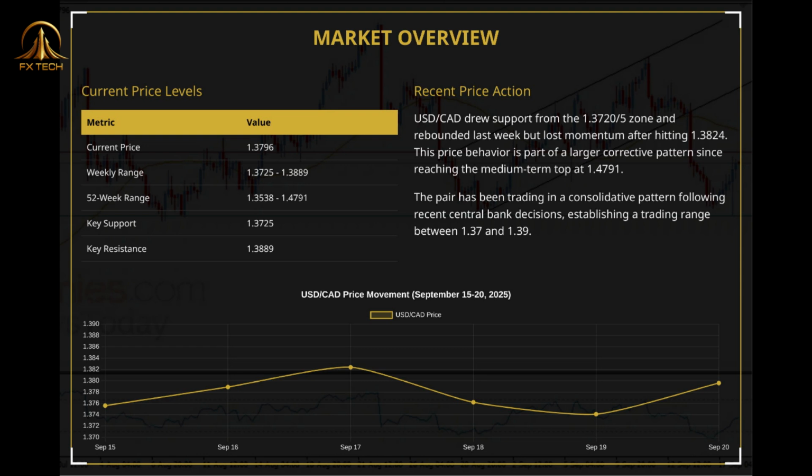These levels have been tested multiple times and are proving to be significant barriers for price action. The pair has been trading in a consolidative pattern following recent central bank decisions, with both the Bank of Canada and the Federal Reserve cutting rates by 0.25% in their latest meetings. This has established a trading range between 1.37 and 1.39, which traders should monitor closely for potential breakouts.